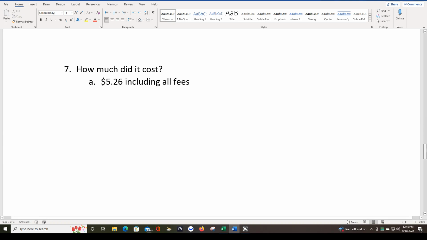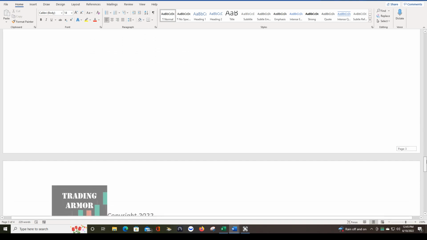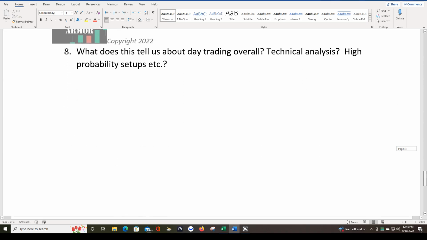But again, we gain so much data, so much information. So that's pretty cheap to take 100 trades and collect all that data. So what does this tell us about day trading overall, technical analysis, high probability setups? This is kind of an open-ended question, and I invite you to offer your response in the comments.